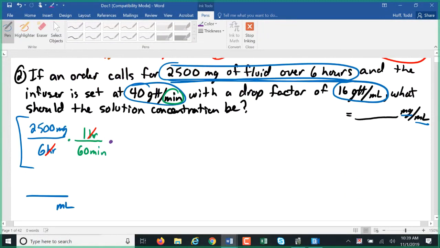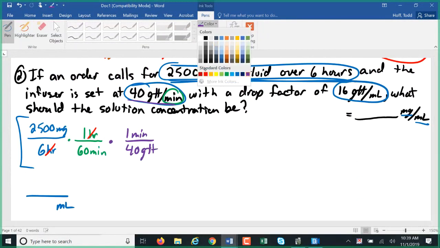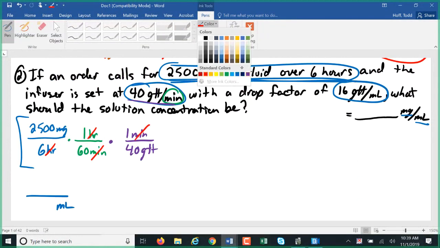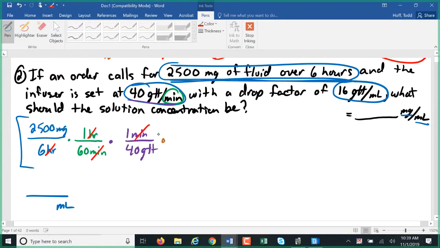So now to get rid of the minutes, we want to get to milliliters in the denominator. So let's get rid of minutes. Our relationship here is minutes, saying 1 minute is equivalent to 40 drops, the current flow rate. So now what we have is milligrams per drop. Our next step, then, is to take that, putting drops on top.